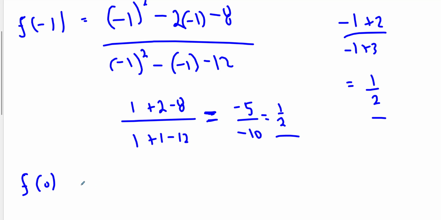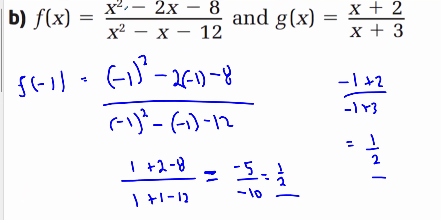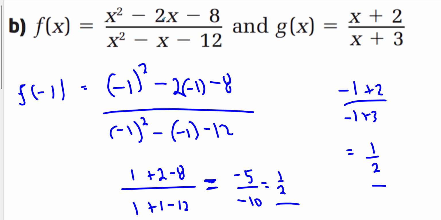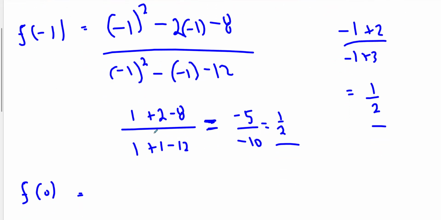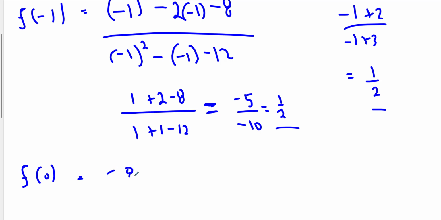Let's do f of 0. f of 0 is pretty straightforward. So I have 0 squared. Remember, 0 squared is just 0, because 0 times 0, anything times 0 is just 0. So these first two terms on both the top and bottom are just 0. So this becomes -8 over -12. And remember, the negative signs cancel out.